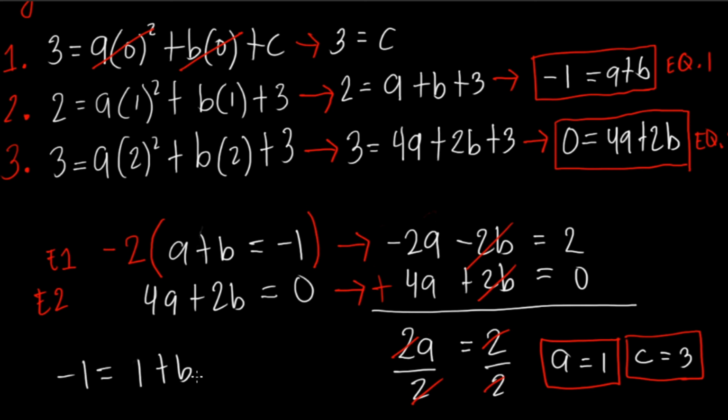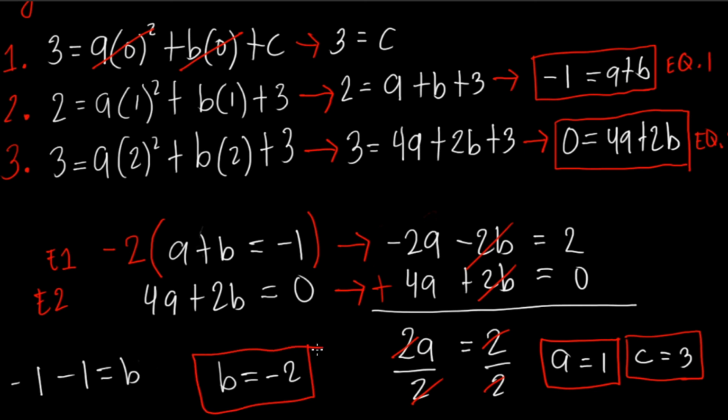Paano mahanap si B? Tatranspose tong 1 dun sa kabila. Ano mangyayari pag transpose yun? Magiging negative 1. Okay? So, which means, B is equal to negative 1 minus 1. E di, ano ang sagot? B is equal to negative 2. Gets? So, nahanap na natin: A equals 1, B equals negative 2, C equals 3.